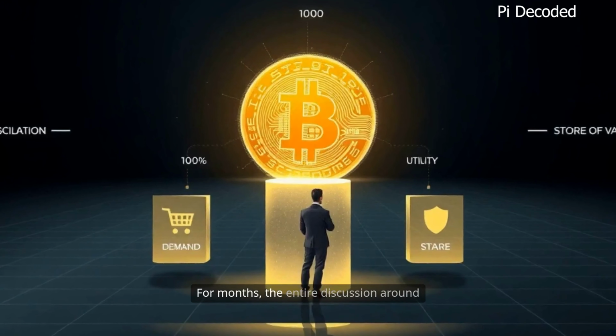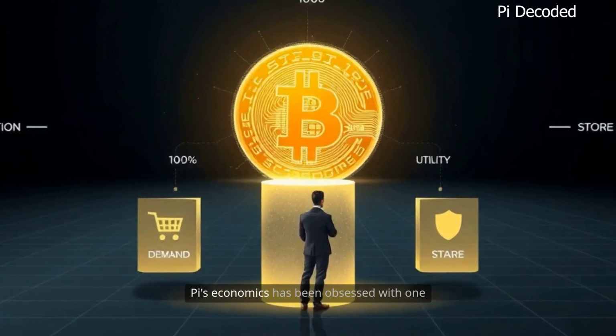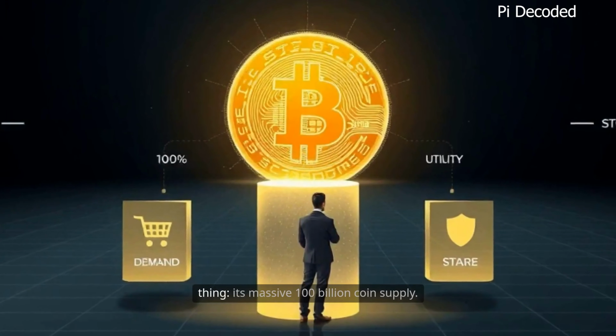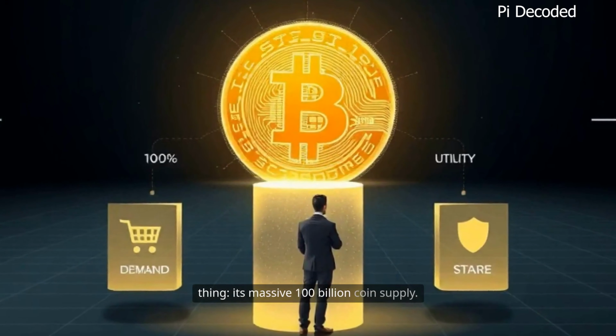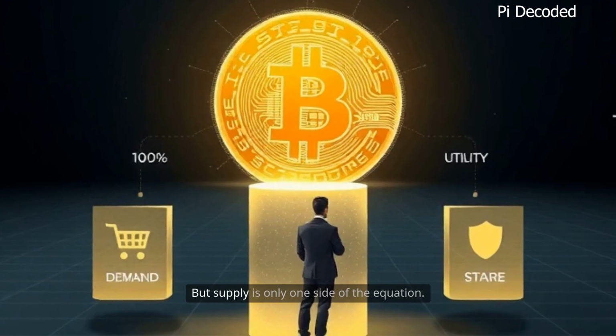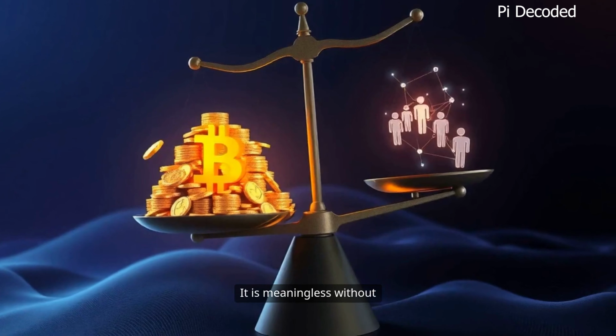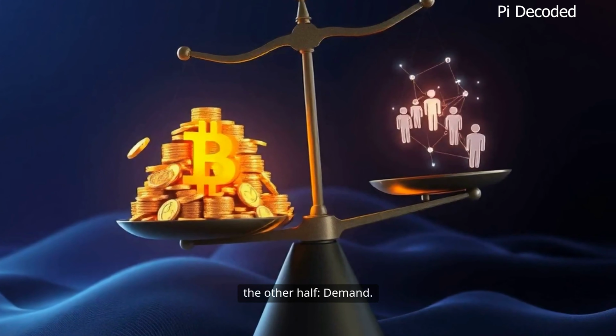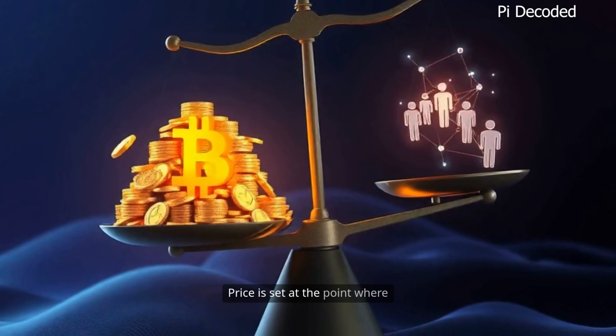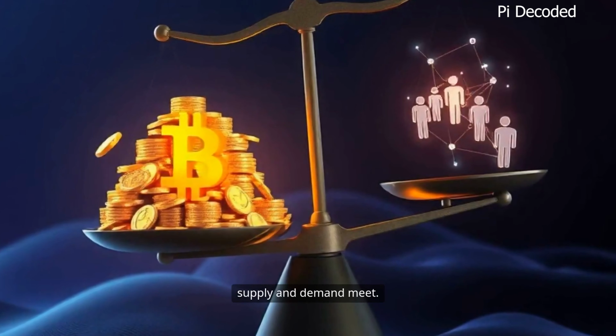For months, the entire discussion around Pi's economics has been obsessed with one thing: its massive 100 billion coin supply. But supply is only one side of the equation. It is meaningless without the other half: demand. Price is set at the point where supply and demand meet.